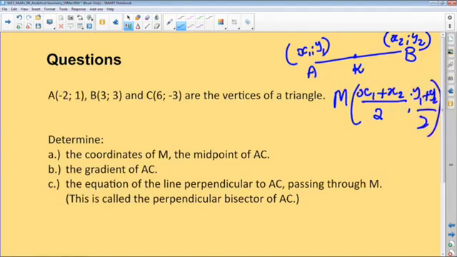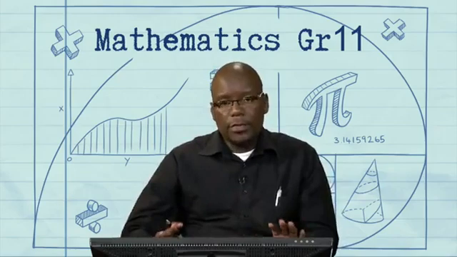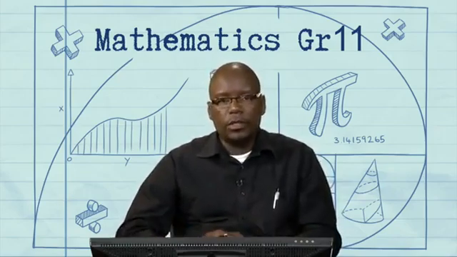So that's your midpoint. And then I would like you to work out the coordinates of the midpoint, the gradient of AC, and the equation of the line perpendicular to AC and passing through M. This is called the perpendicular bisector. Just a reminder that the line that bisects it is a perpendicular bisector. So I'm going to give you this problem. You take some time. We'll go for a break, and then when we come back, we tackle this question.